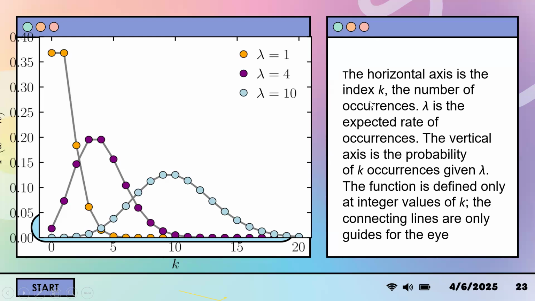On the horizontal axis is the index k, the number of occurrences, which are represented by 0, 5, 10, 15, and 20. Lambda is the expected rate of occurrences. The vertical axis is the probability of k occurrences given lambda. So the function is defined only at integer values of k. The connecting lines are only guides for the eye. So if we don't plot them, even then we can see the data distribution along the graph.